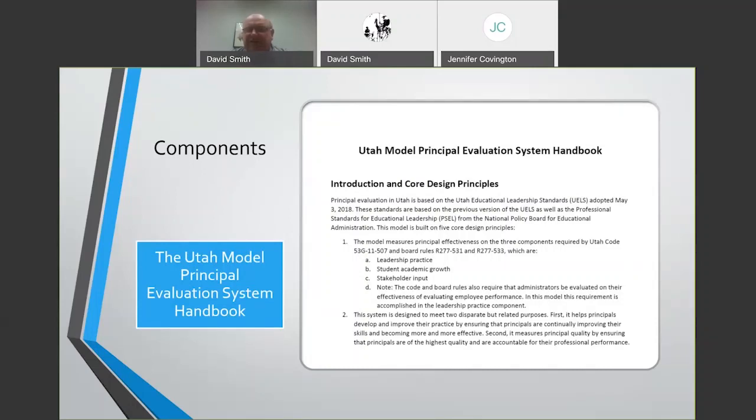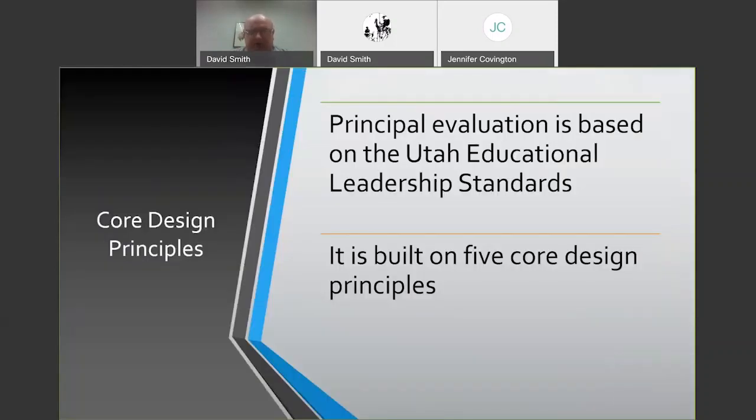So now we're going to take these three components and break them down to take a look at what we do. The first thing we're going to look at is these core design principles. It's based on the Utah Educational Leadership Standards. It's built on 5 core design principles. The fifth principle has to do with the needed expertise of those who are doing evaluations.